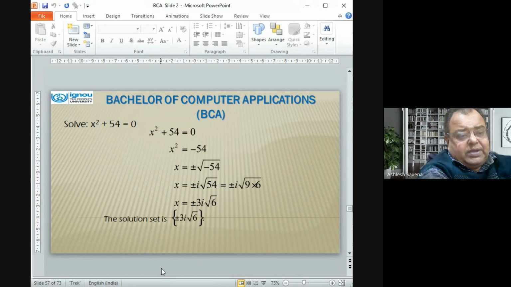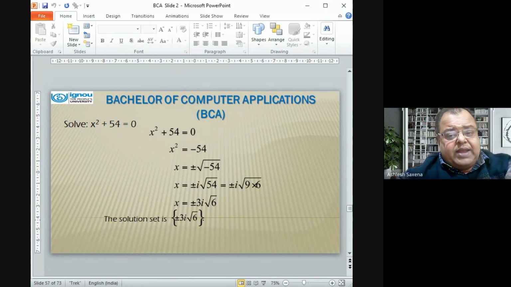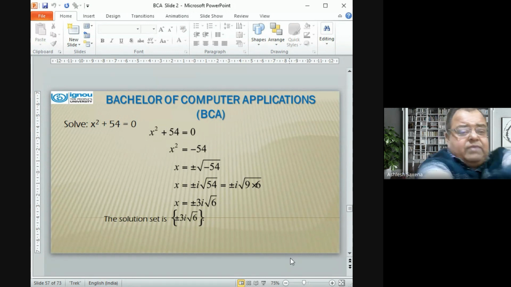Now here is a problem, the equation x squared plus 54 equal to 0. Move the plus 54 to the right hand side, you will get minus 54. X will be equal to plus minus under root minus 54. Minus under root is iota. Rest everything will be under the root, that is 54. 54 can be split into 9 into 6. That will be plus minus iota, under root 9 is 3, and under root 6 will remain as it is. So that will be plus minus 3 iota under root 6.